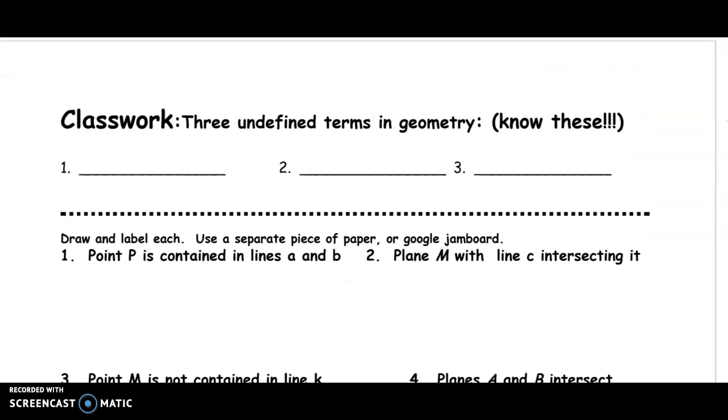So a little bit of review here. Three undefined terms in geometry. You need to know what these are. And they are what? Point, line, and plane.